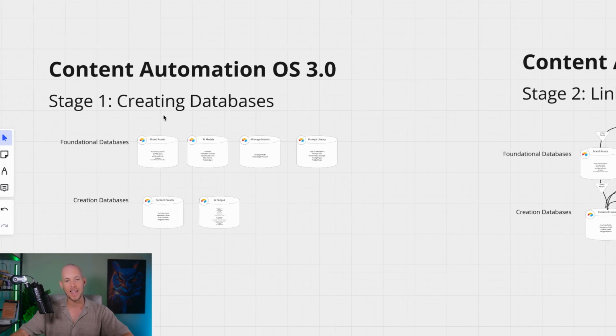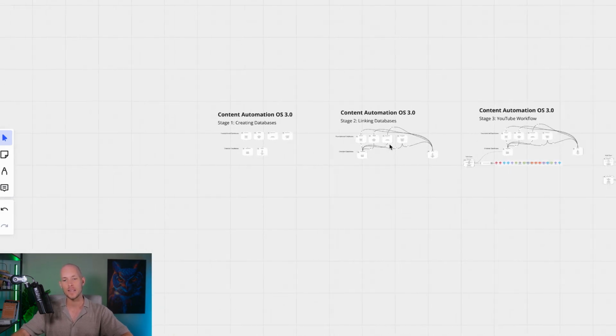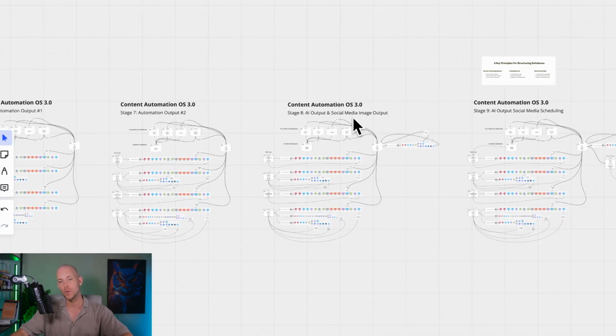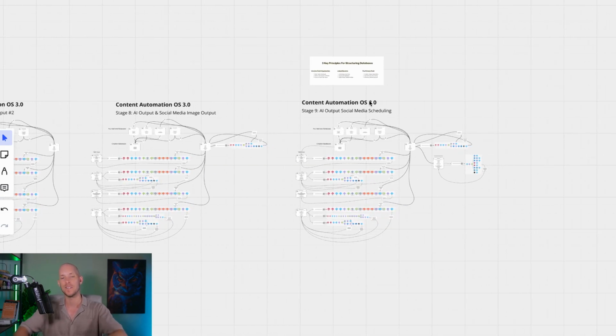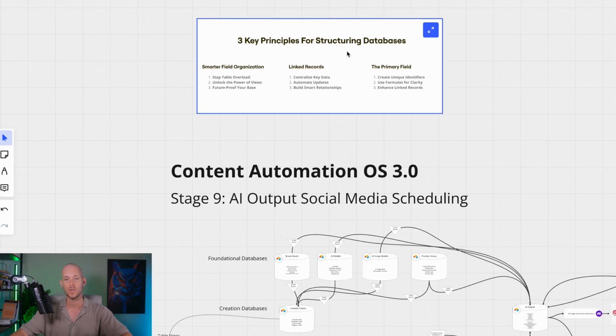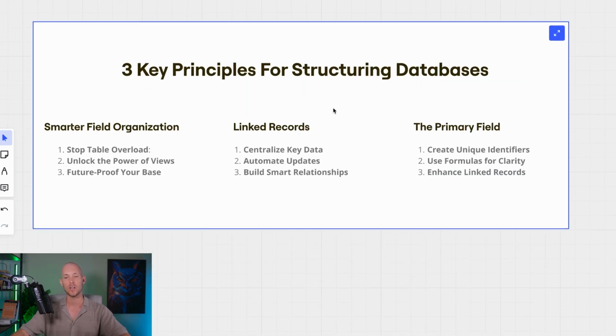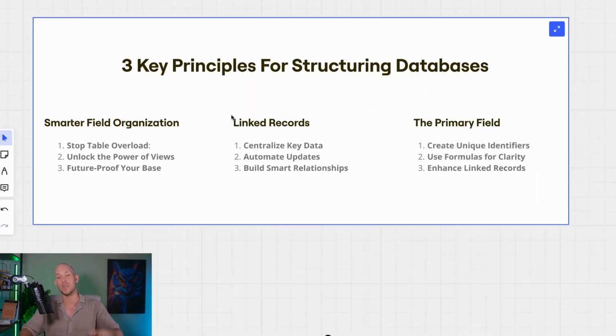I've got it starting at step number 1, which is creating the databases, and then how I went through and joined all of those different workflows together in order to produce the end result. But there are 3 key principles for structuring databases, and I have a video on this, which I'll link in the description. You can watch this afterwards, where I go deeper into the 3 key principles for structuring databases.